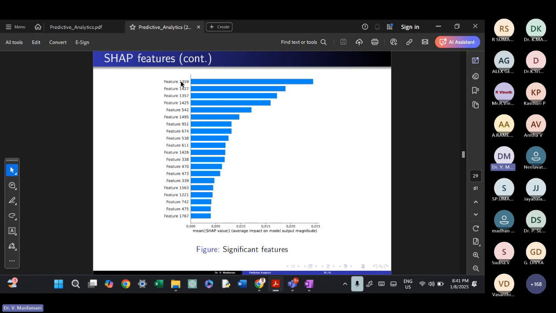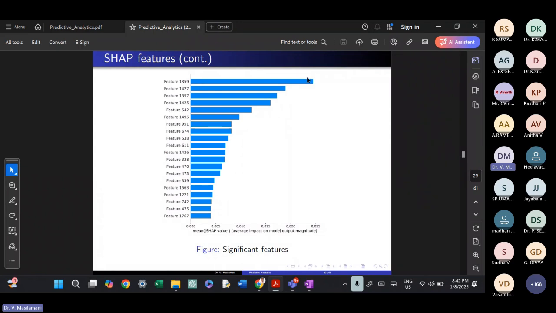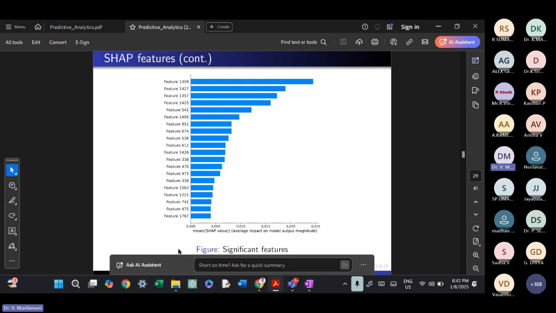You can see for this feature 1359, the length is more. The length says the importance of this. What is that importance? This Phi K is basically the length here. If Phi K is large, then the feature K is very important. So this is the best feature used, this is the second best feature used, and so on. And this gives explainability: out of so many features that we have, which feature is more important. You can find out like this, and then you can interpret that with the real world scenario.